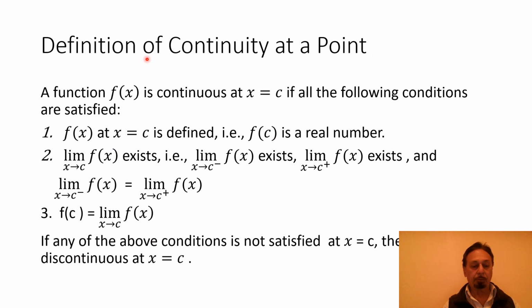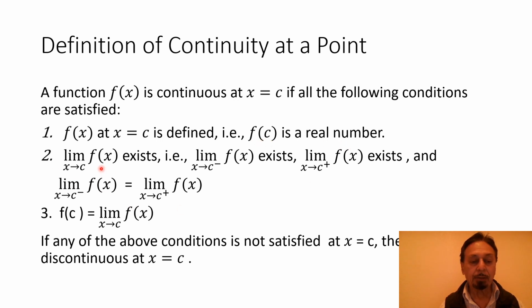Definition of continuity at a point. A function f of x is continuous at x equal to c if all of the following conditions are satisfied. Number one, f of x at x equal to c is defined. That is, f of c is a real number. It means the function value evaluated at c is a real number.